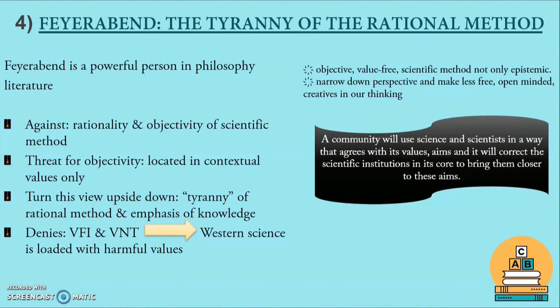He denies the value-free ideal and the value neutrality thesis, arguing that Western science is loaded with harmful values. He mentioned that an objective, value-free scientific method is not only epistemic. It narrowed down perspective and made us less free and less open-minded and creative in our thinking. So, to conclude, a community will use science and scientists in a way that agrees with its values, and it will correct the scientific institutions at their core to bring them closer to these aims.